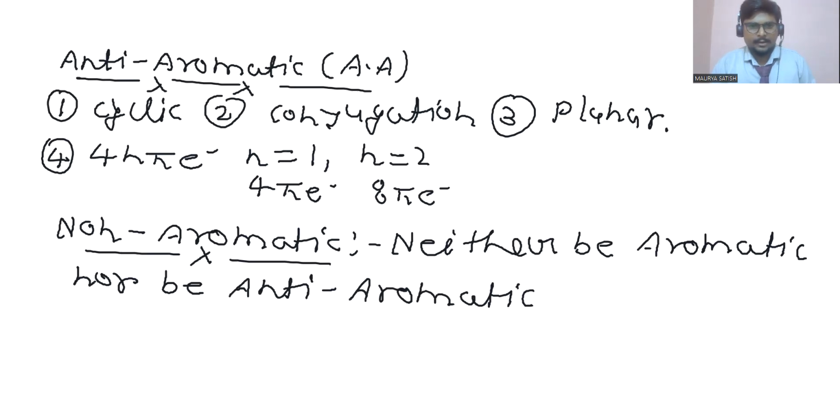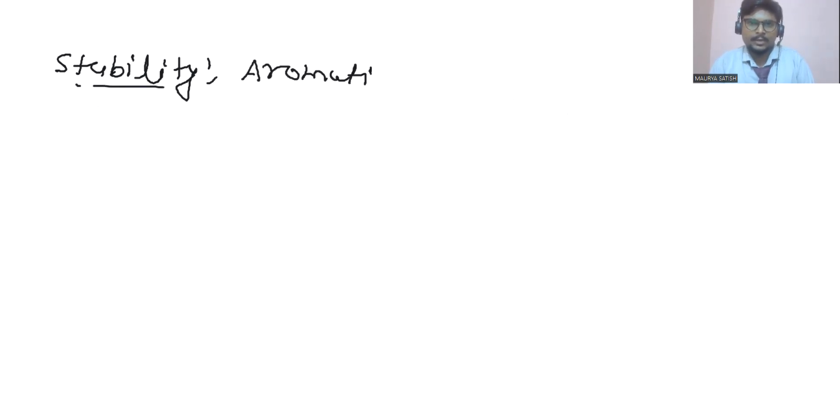I think clear. Okay, so let us see the stability order. What is the order of stability? So very easy. You know that basically aromatic is more stable than non-aromatic. I'm writing N.A. for non-aromatic. Then last, anti-aromatic. This is the order of stability of the compound: more stable is aromatic, then non-aromatic, then lastly anti-aromatic. Clear? So I think the theory part is covered.